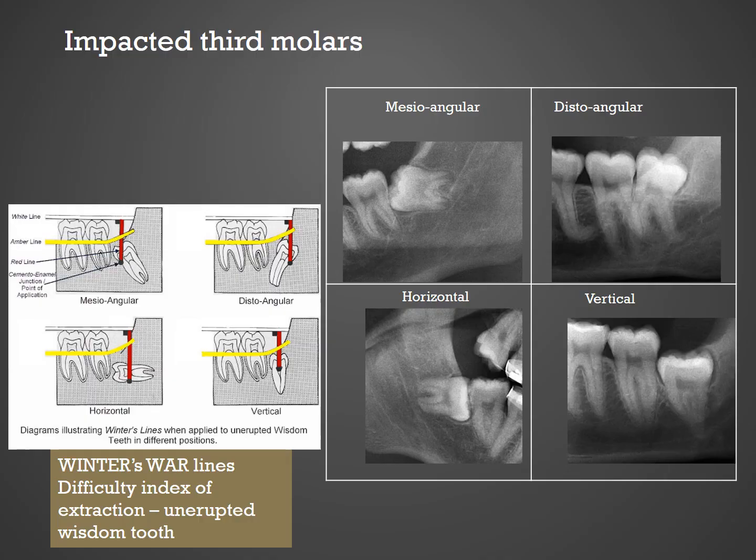For impacted third molars, this is a really important tool. You can see different cropped images taken from different impacted third molar panoramic radiographs. Mind you, these are cropped images of the panoramic radiograph, and you can see mesioangular, distoangular, horizontal and vertical impactions, and this is a very useful tool in understanding the Winter's lines, which gives you the white, amber and the red line to get you an in-detailed assessment of how difficult the extraction could be.